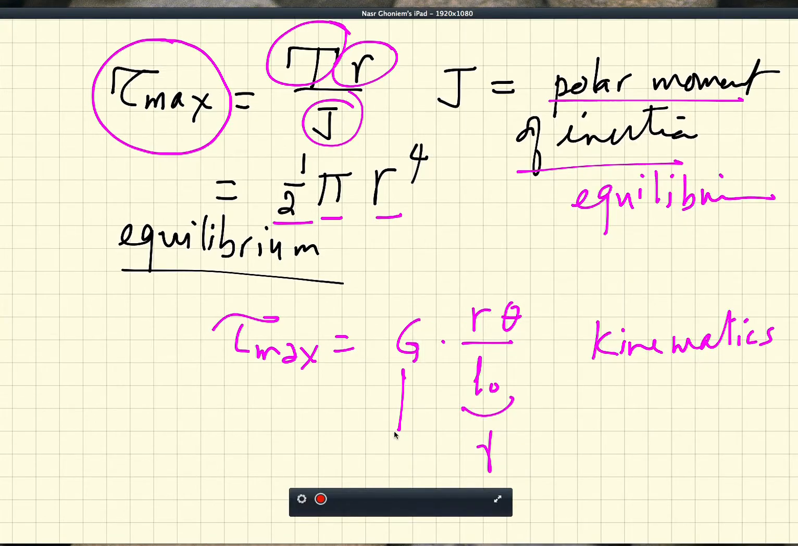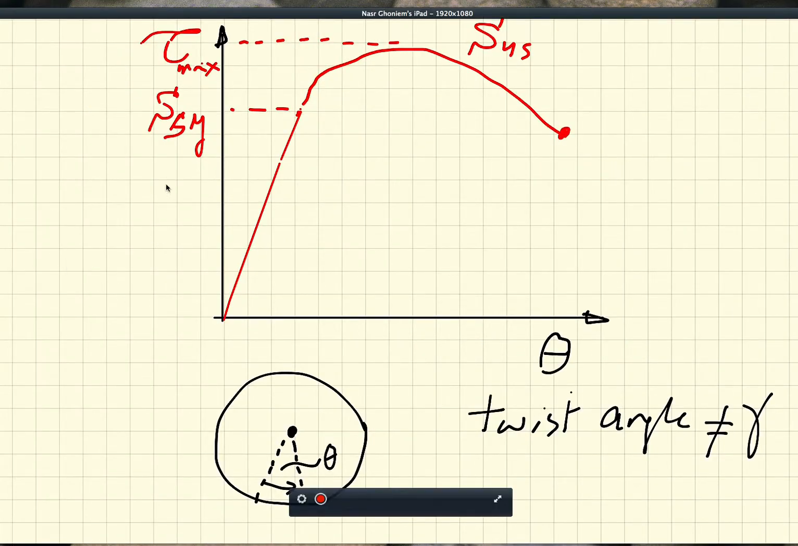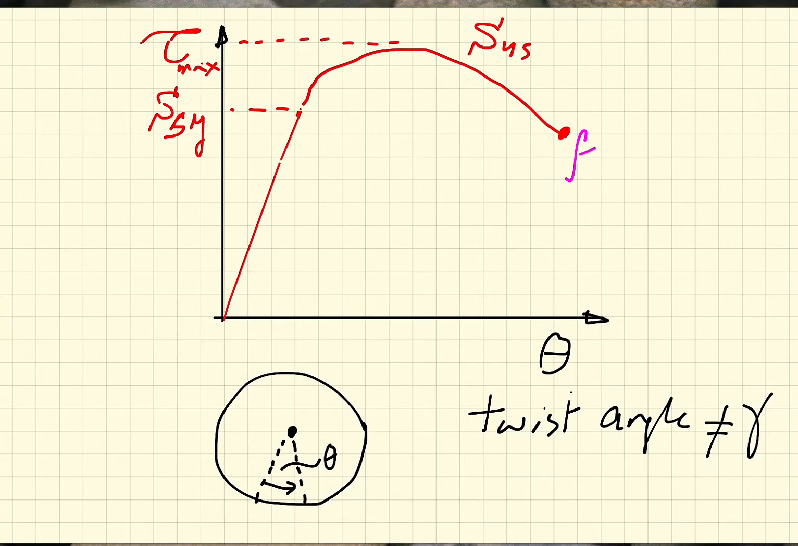So let's look at the test that is performed. If you plot tau versus theta, the twist angle, tau is going to increase linearly with theta, and then it will start having nonlinear behavior because of plastic deformation, and then it will continue on up to the failure point, which we can call F. There is a point that describes the yield. This is the elastic limit, and this is the yield point.